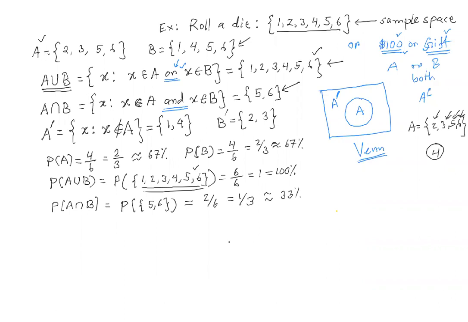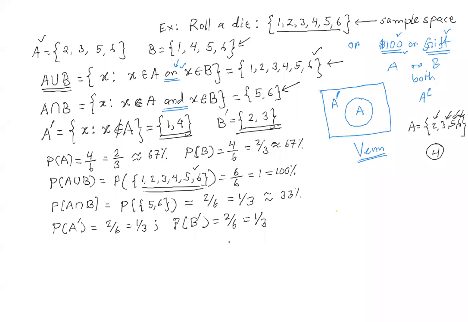Now, what is the probability of A complement? A complement is also easy. We found it. A complement is 1 and 4. That's 2 out of 6, which is 1/3. Similarly, what is the probability of B complement, which is also 2 out of 6? That is 1/3. So these things should be pretty clear to you, right? Very simple how to take unions of 2 sets, how to take intersection, or find the complement of sets.